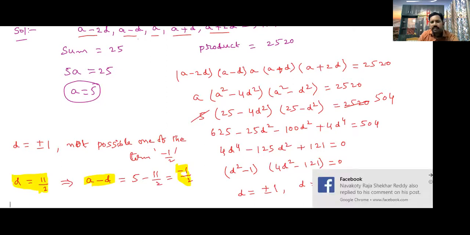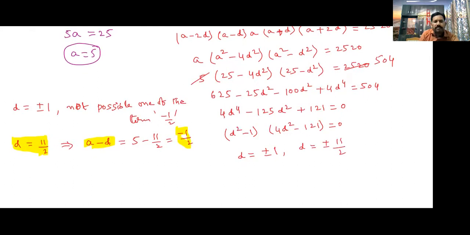Now here we need the greatest value. The greatest value is a plus 2d only. A value is 5, plus 2 into d value, which is 11 by 2. The 2 cancels. 11 plus 5, 16.